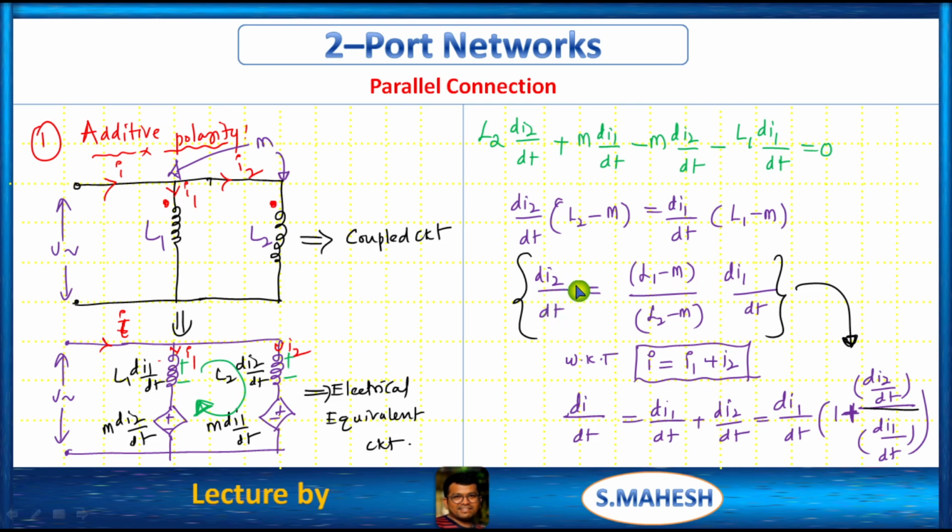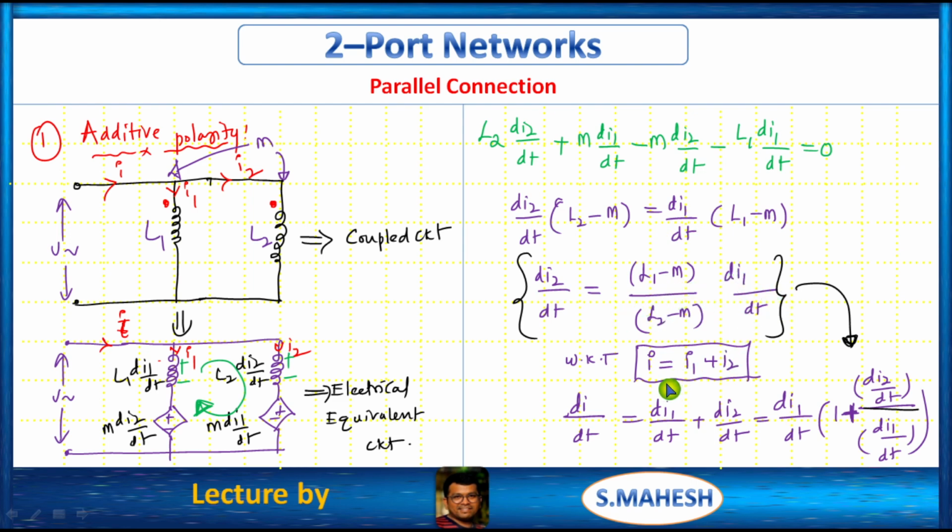Then coming to parallel connection, see, additive means the current enters from both the ends. This is the coupled circuit representation. Like that, this is the electrical equivalent circuit representation, right? So in this loop we are providing the KVL equation. So based upon that, this is the equation, right? This is the voltage balance equation. So in this, di1 by dt gets common. So from this di2 by dt equals some part of inductances into di1 by dt.